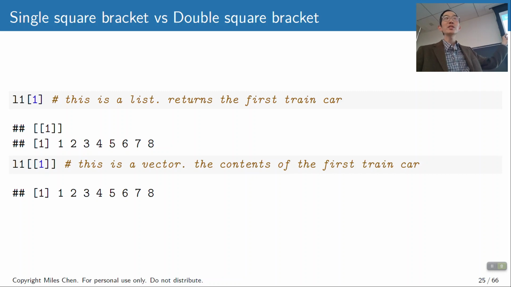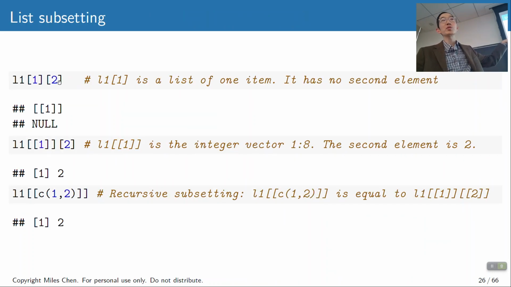What's the second element of this train? It doesn't exist, right? Because it's saying, hey, what's the second car in this train? There's no second car in the train, right? Because that's what the single square bracket is saying. It's saying, hey, what's the first car in the train?